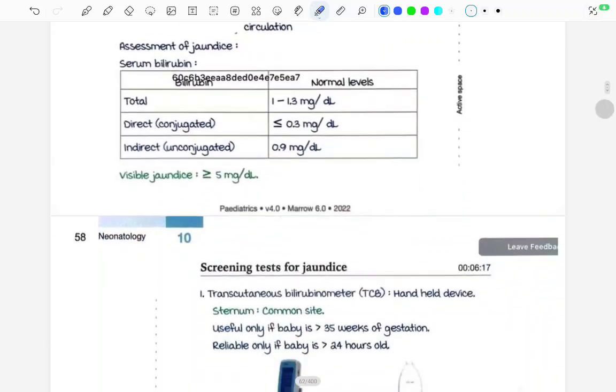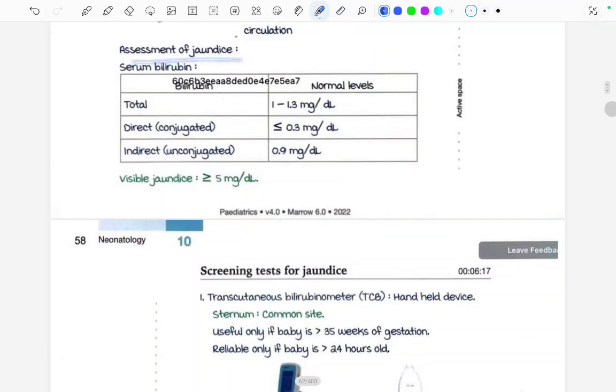Now comes the assessment of jaundice. For serum bilirubin, these are the normal levels. Total is 1 to 1.3. Direct or conjugated is less than 0.3, and indirect is around 0.9. We call it visible jaundice in children when bilirubin is more than 5 mg per dL.